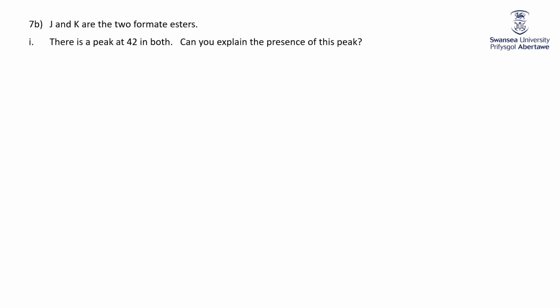Now, J and K are the two formate esters, with a peak at 42 in both. Can you explain the presence of this peak? Well, anytime you get something weird associated with acids or acid derivatives, think McLafferty rearrangement. So here are the formate esters. First one there, formate with just the straight propanol.